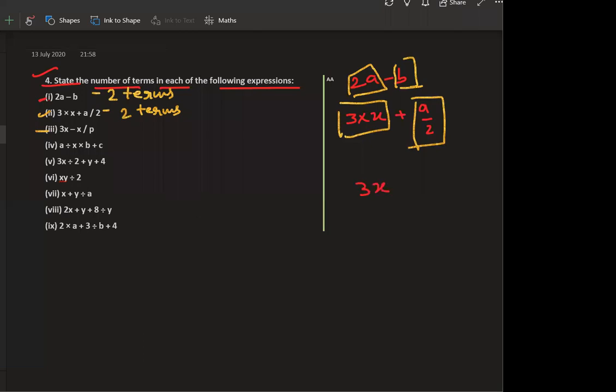3x minus x upon p. How many terms are there in this expression? Again, 2 terms, number 1 and number 2. So there are 2 terms again.